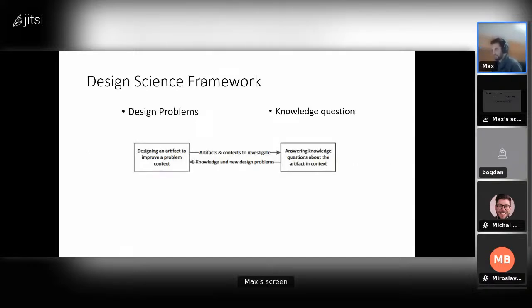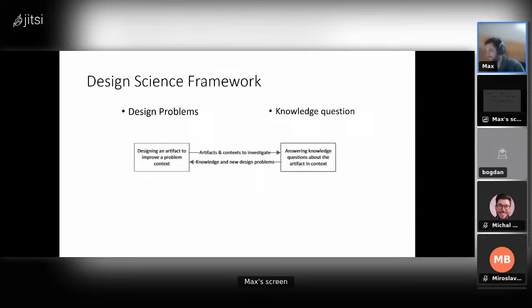So we have two paradigms: design problems and knowledge questions. But there is some kind of paradox, because for a design problem you really often need to investigate, and for a knowledge question you will have some design issue.